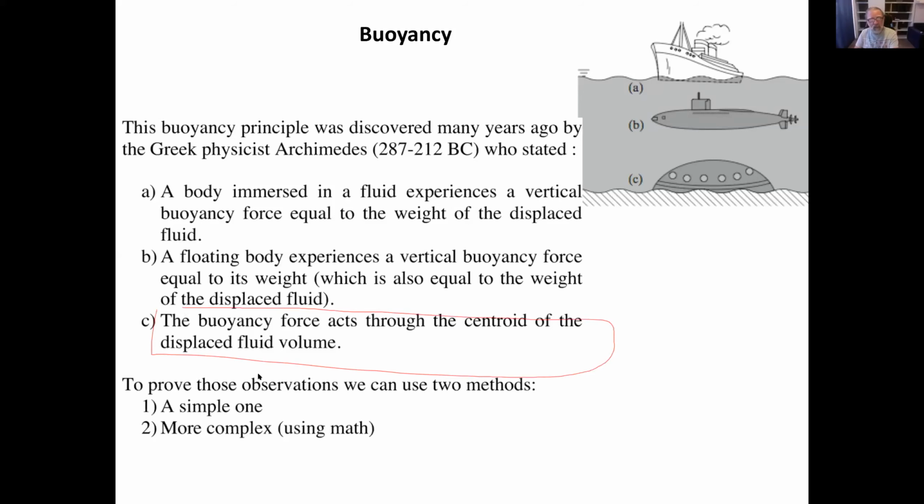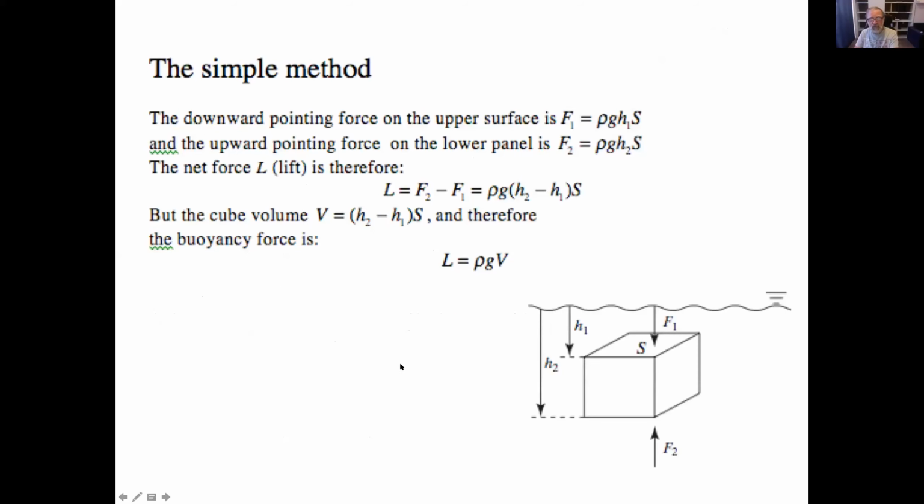Then I went through quickly, and I showed you that we can prove the laws of buoyancy by simply looking at this one here. One more time, pen.